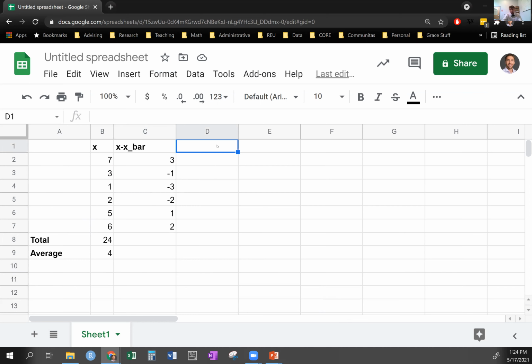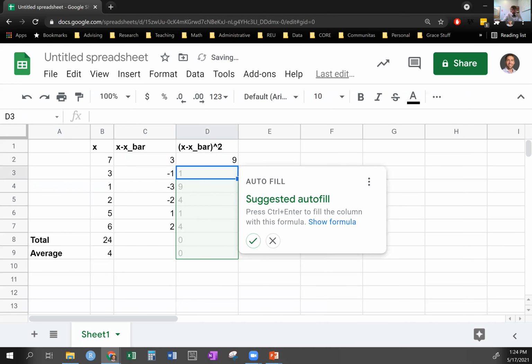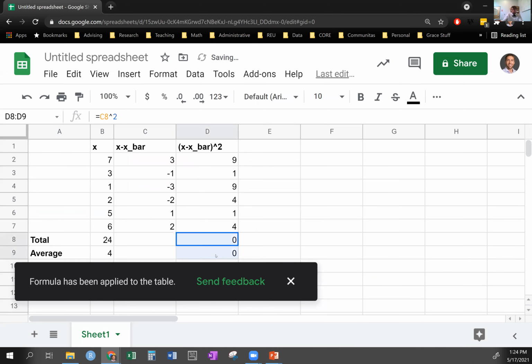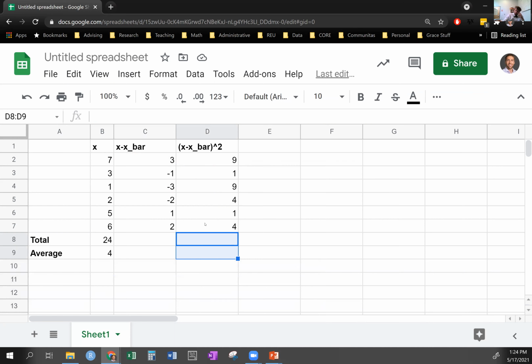So then do x minus x bar squared. That means I'm doing this number, so the difference squared. So then 3 squared is 9, negative 1 squared is 1, and so on and so forth. Okay. And then I'm going to find the total of these. That's 28.